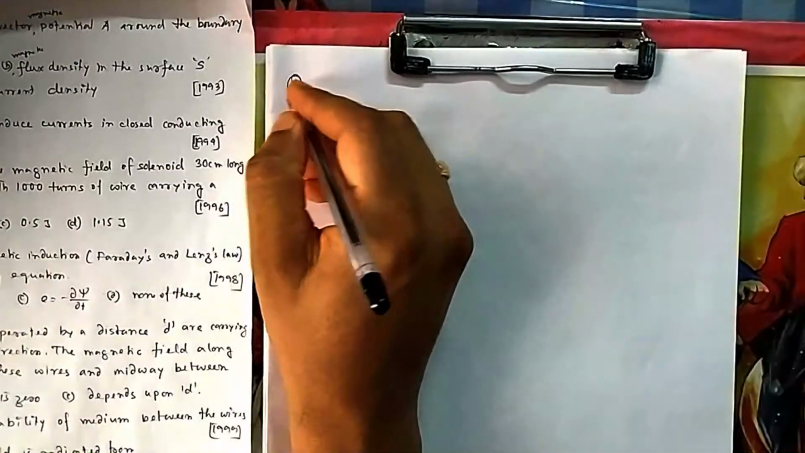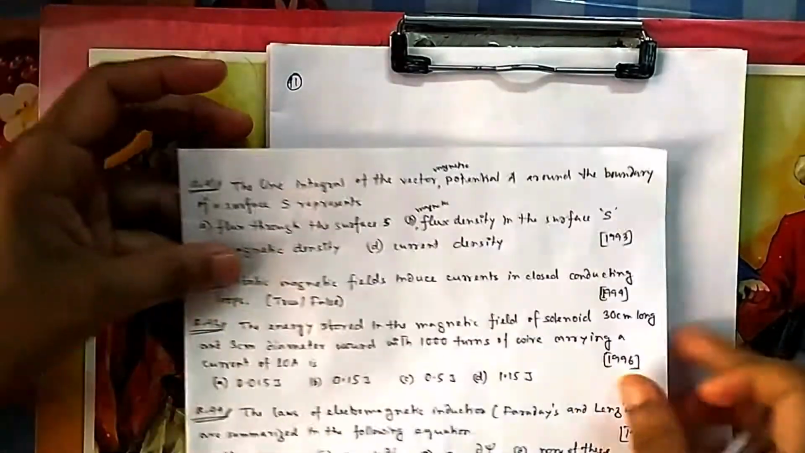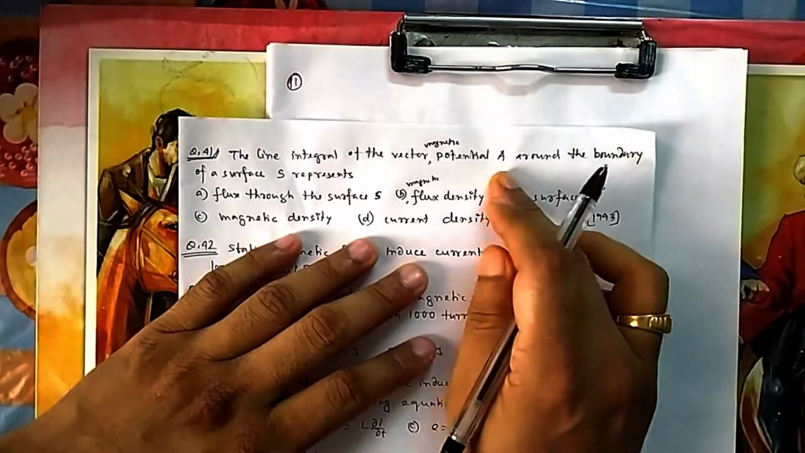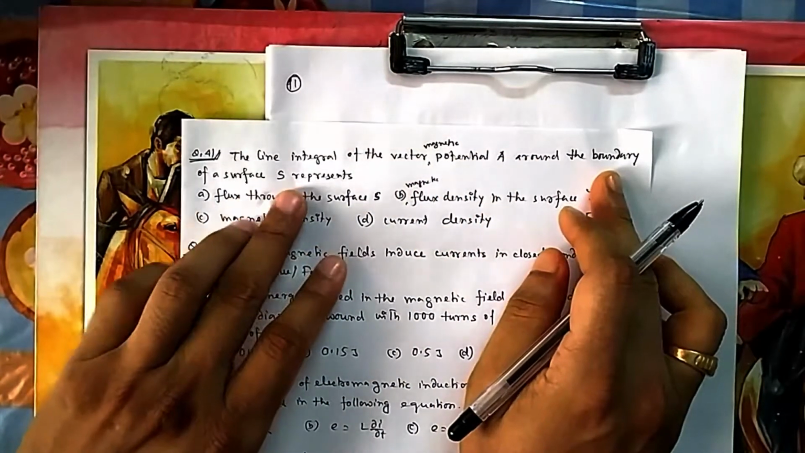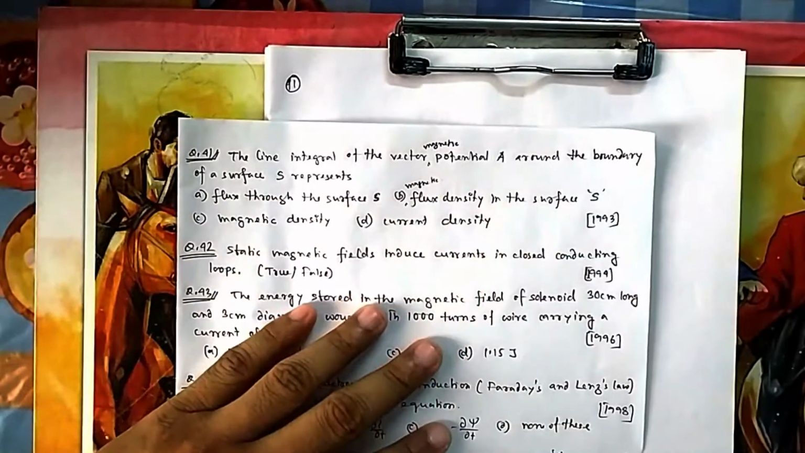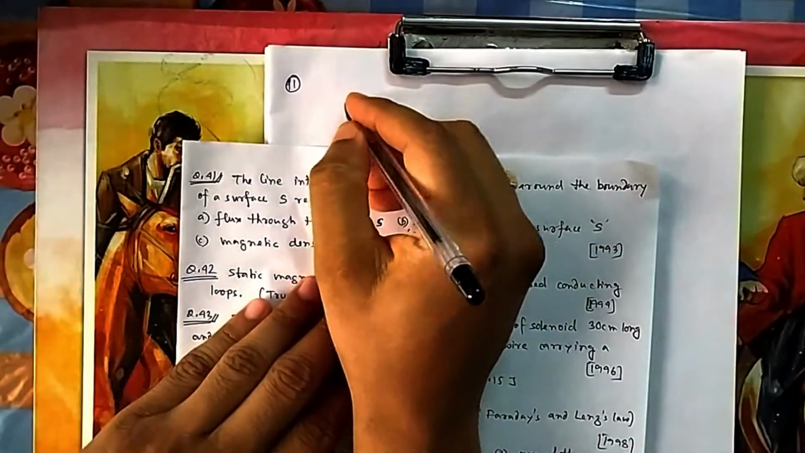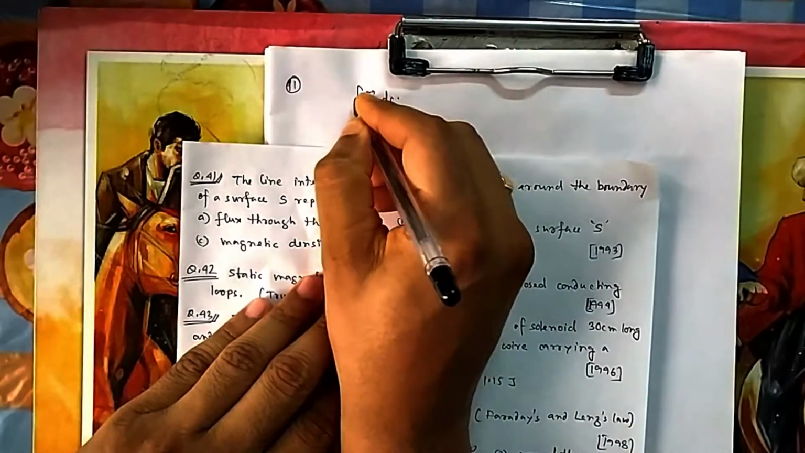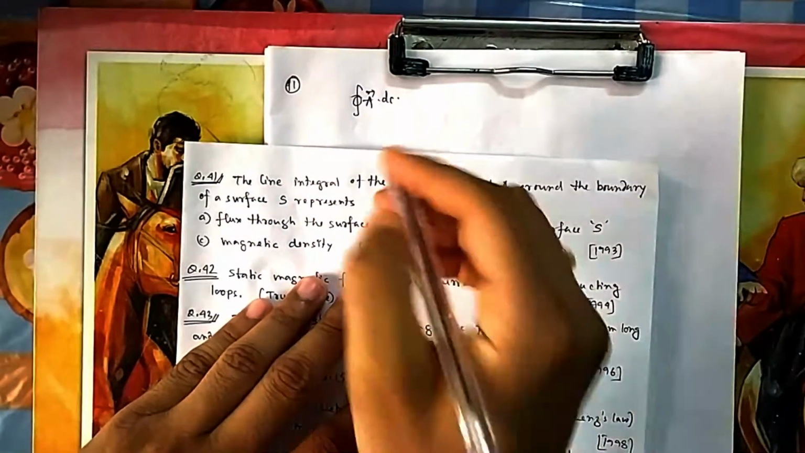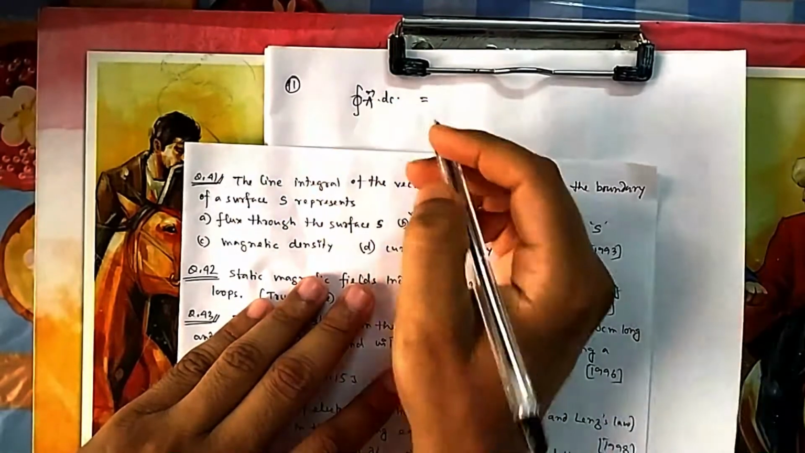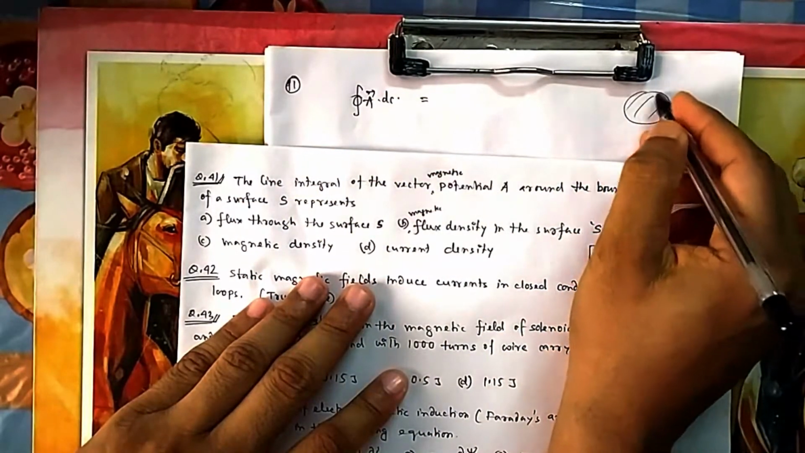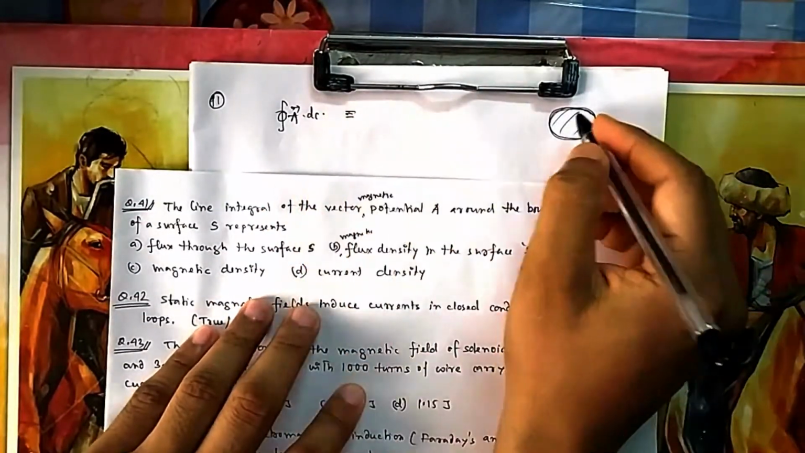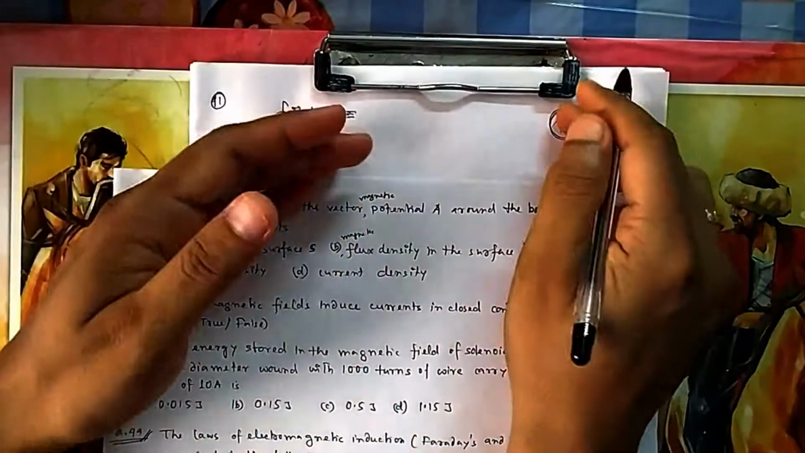If you come to question number 41, what they are asking here is the line integral of the vector potential, it can be magnetic vector potential A, around the boundary of the surface S. So if you take the line integral A dot dl around the boundary of the surface S, suppose this is S and the boundary is this one, you are moving along this boundary. So what is your Stokes theorem? You can remember, this is your boundary.